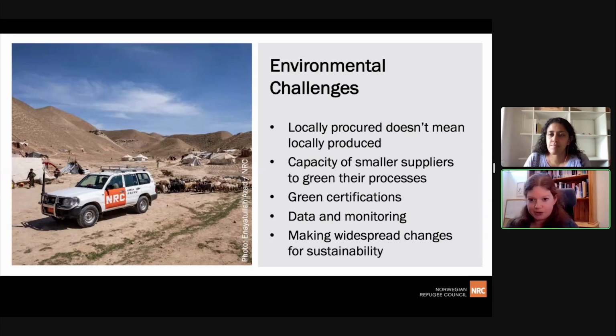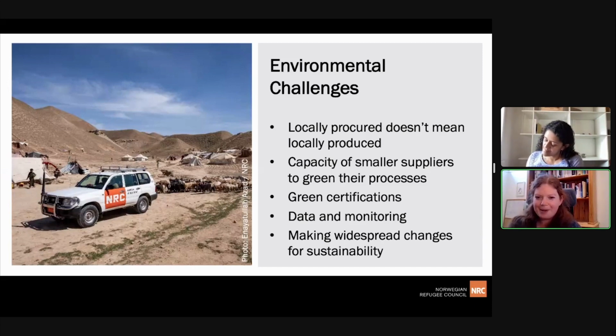Working with thousands of smaller suppliers is more challenging when it comes to working with them about greening their processes. They also do not always have access to certification schemes or other ways of establishing how green or not their production is. It's also extremely difficult, and we have just finished our baseline exercise, so I can speak from quite painful experience, to try and monitor emissions from a decentralized procurement model.